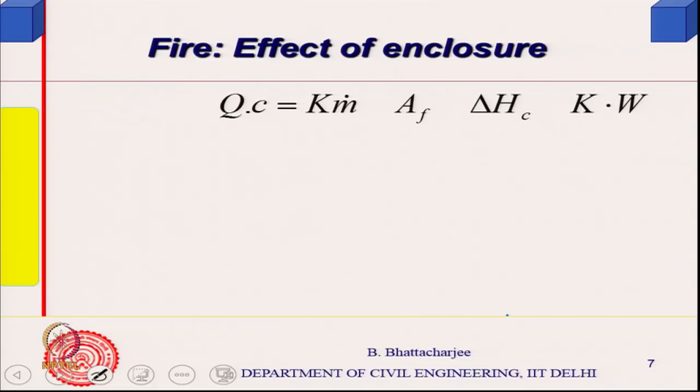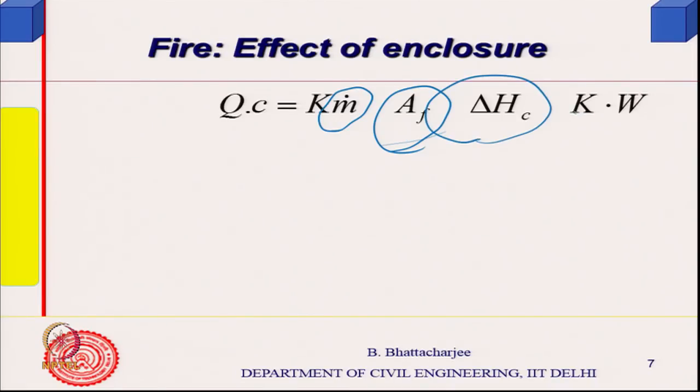Now, you see this small equation, not very complex. I said m dot. What is m dot? It is the burning rate, the rate of volatile generated per unit time, per unit area, multiplied by the fuel area. That will give me the mass of volatile generated from the total fuel area in the room, multiplied by the heat of combustion, delta Hc. This should be in kilowatts.